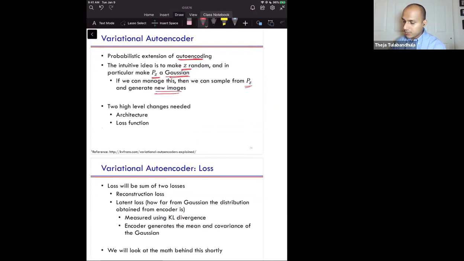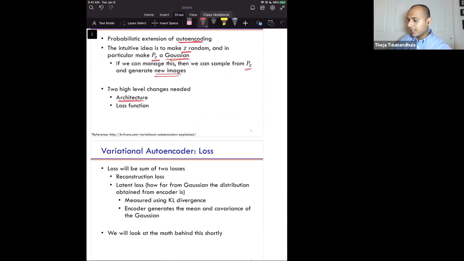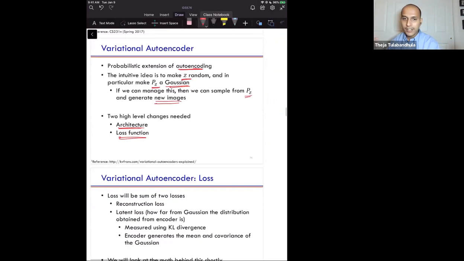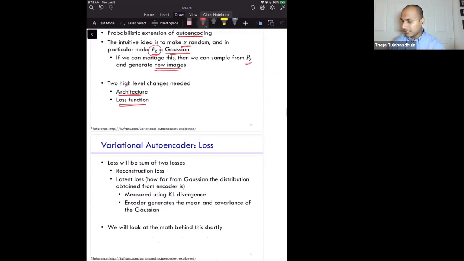That's the ideal goal. Two things need to be changed. One is the architecture itself. First of all, the current architecture has no randomness. Think of PCA: every training example you convert into a z vector, and then you go back to a reconstructed version, x hat. So there has to be some change to introduce randomness. Also, we only have what is called reconstruction loss, so we'll have to change the loss function to introduce some probabilistic loss part as well. I'm going to describe that. Let's start with the loss.